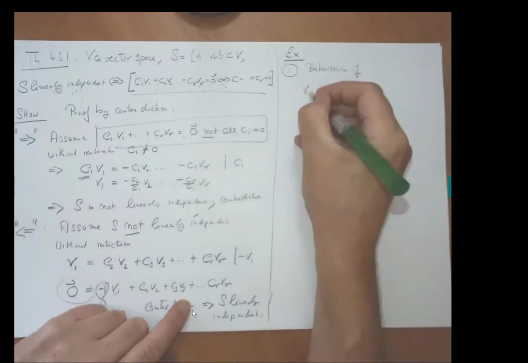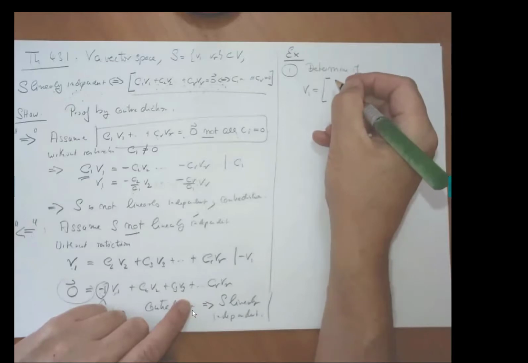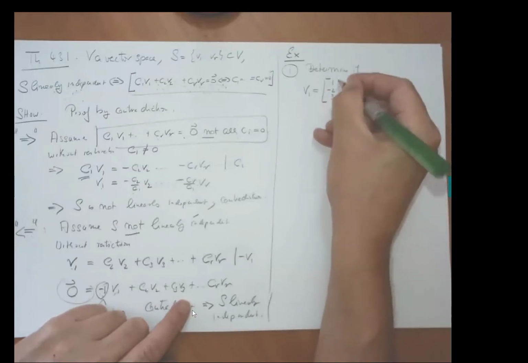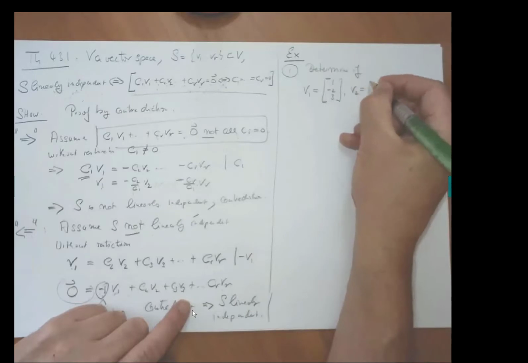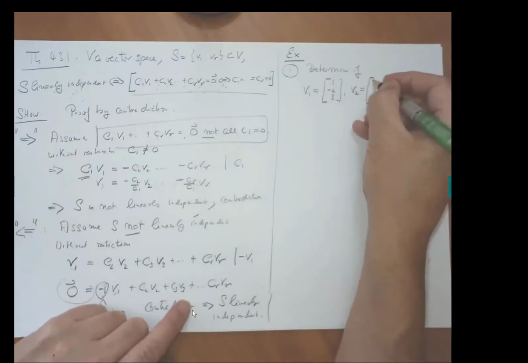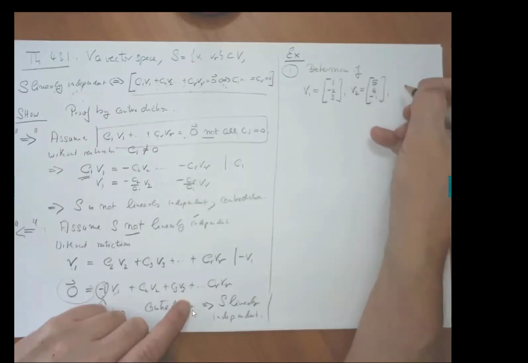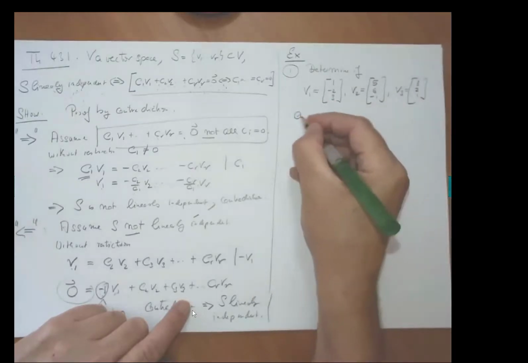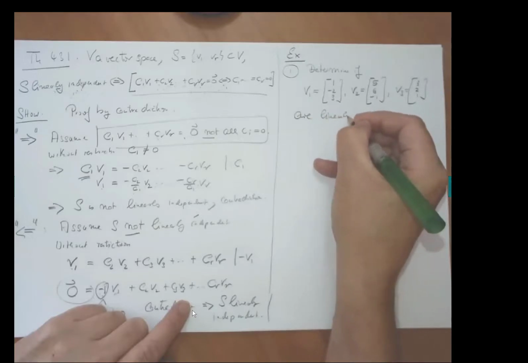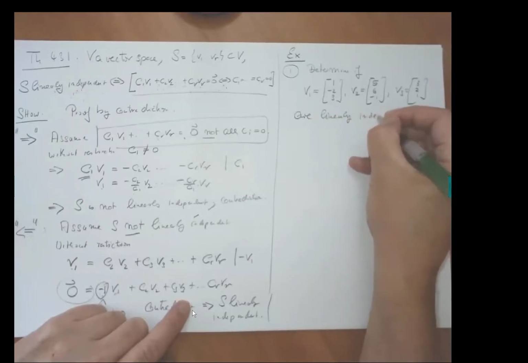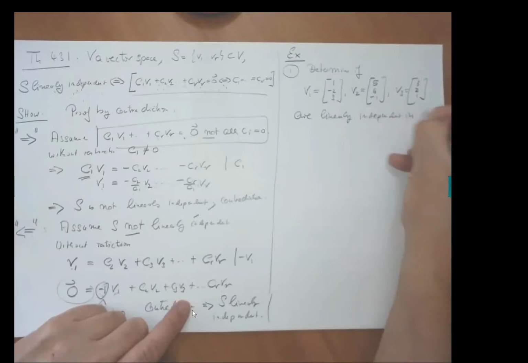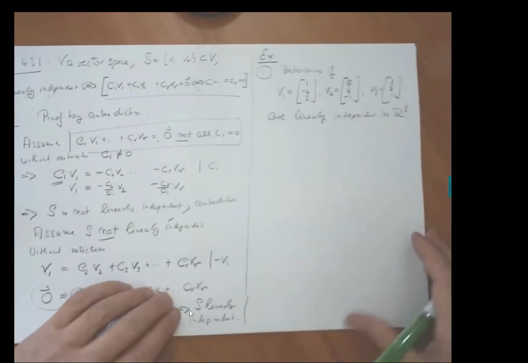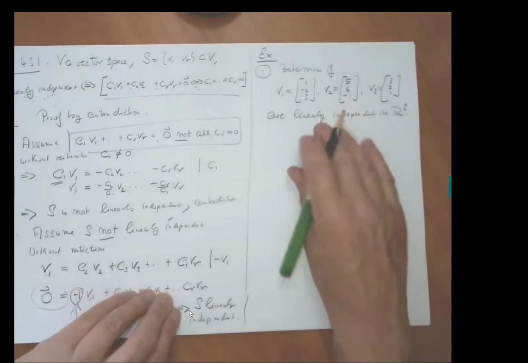if three vectors V1, which is (1, -2, 3), V2, (5, 6, -1), and V3 equal to (3, 2, 1) are linearly independent in R3, because each vector has 3 components.